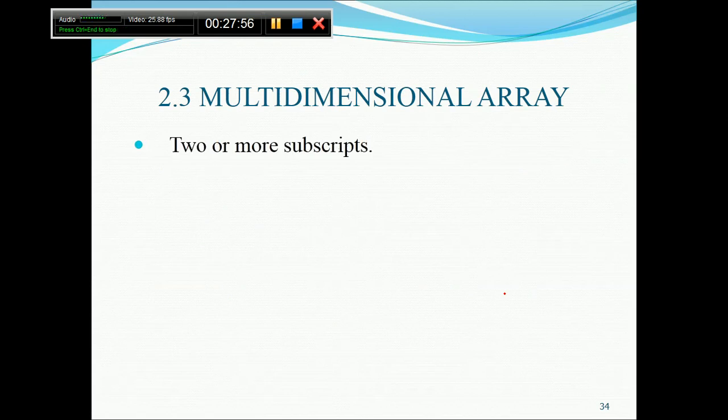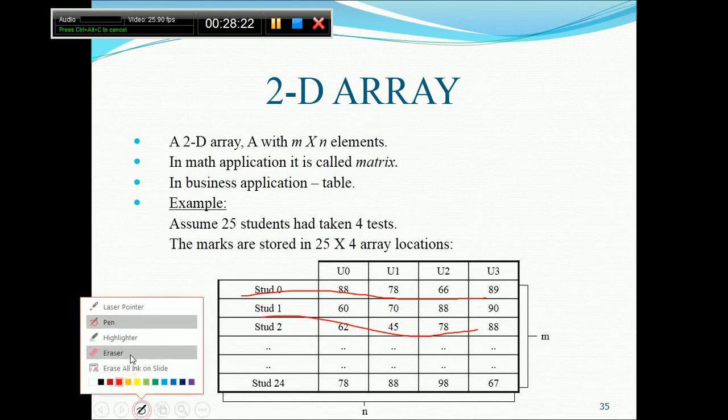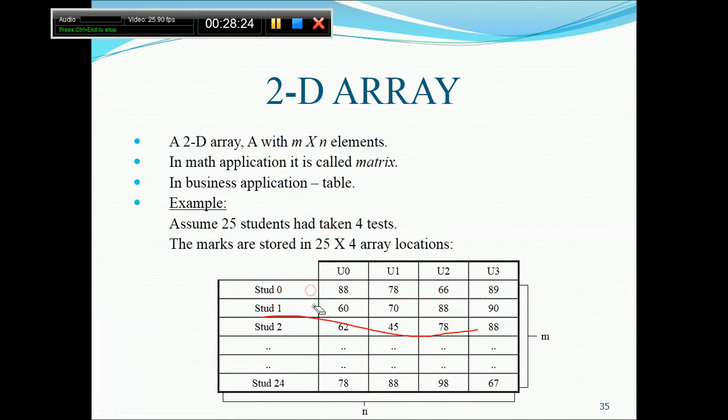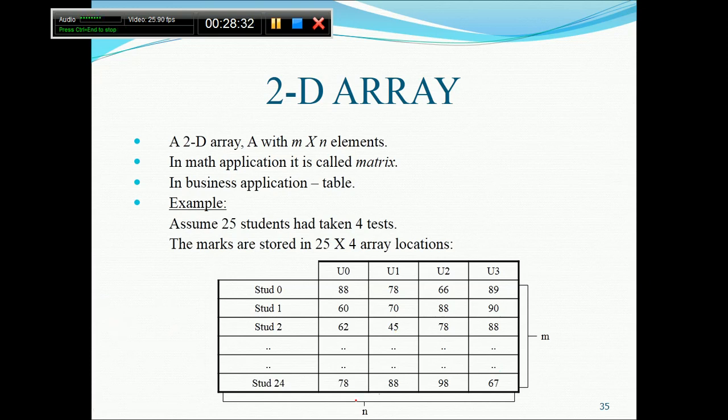Now we will go to multidimensional arrays. It has 2 or more subscripts, that is the basic idea. A 2D array A with m into n elements is called a matrix in math applications, and in business applications it is called a table. Assume 25 students had taken 4 tests; the marks are stored in 25 into 4 array locations. This is the way it is stored inside a 2D array. This is n, this is your m.